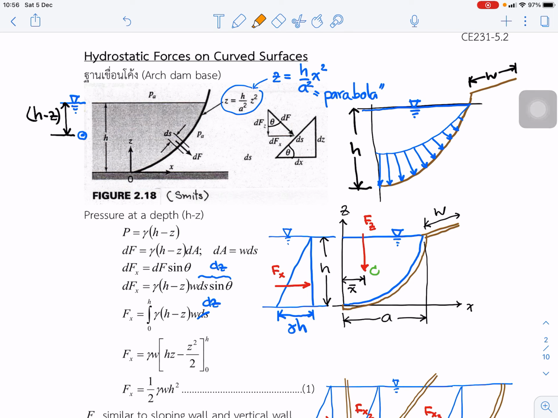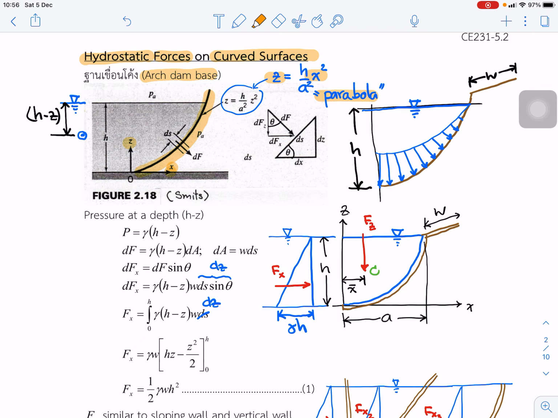The second part of lecture 5 is the topic of hydrostatic force on a curved surface. Assume that this is a curved surface, the base of an arch dam. We can write the equation for the relationship between x and z. Based on this equation, it is a parabola equation.